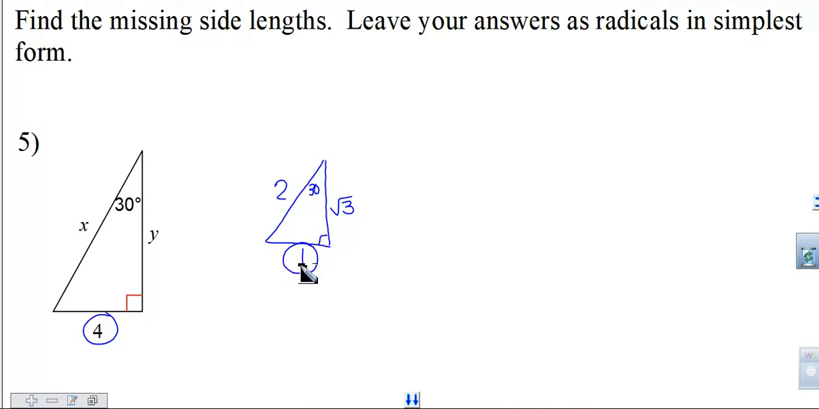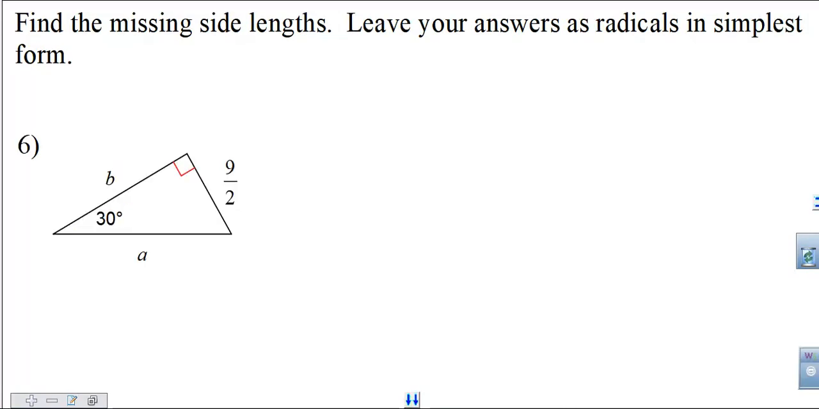If I am leaving this side, I multiply to go to either one of these sides. So what do I multiply by? Just like I said before, if I want to go to the hypotenuse, I multiply by 2. If I want to go to the side across from the 60, I multiply by the square root of 3. So I'll double the 4 to get the value of my hypotenuse, and I'll multiply by square root of 3 to get the side across from the 60.